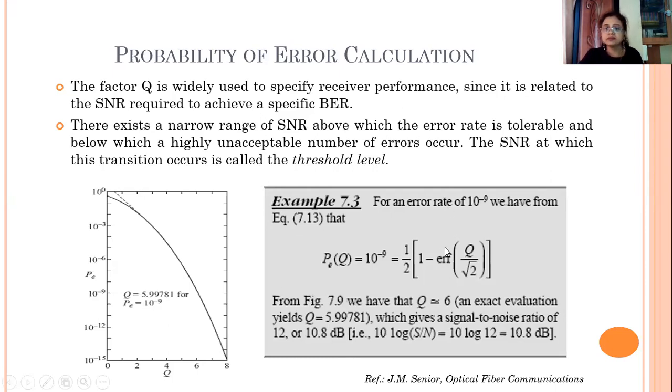Here I got a small numerical for you. Let us consider an error rate of 10 raised to minus 9. We have found this equation of bit error rate that is given in the previous slide, and calculate the Q factor. So one can easily calculate the Q factor or can observe from this diagram, and it comes out to be approximately 6. And now we can calculate the signal to noise ratio, putting this as 12 dB, and likewise.